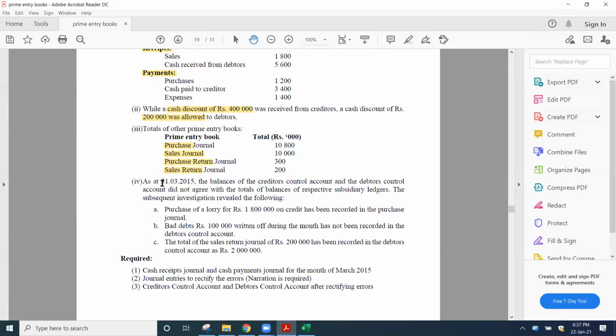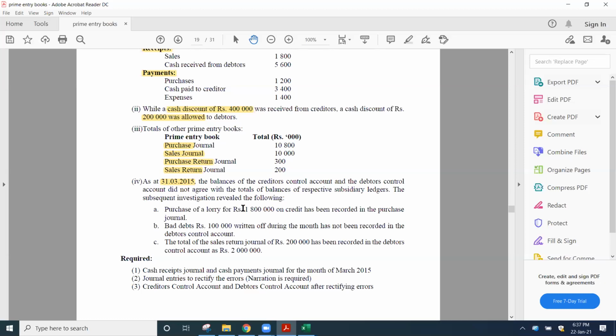As at 31st March 2015, end of the month, the balances of the creditors control account and debtors control account did not agree with the totals of balances of respective subsidiary ledgers. The subsequent investigation revealed the following. Right, so debtors control account and the creditors control account did not agree with the subledger individual totals. And there are 3 errors, 3 differences.